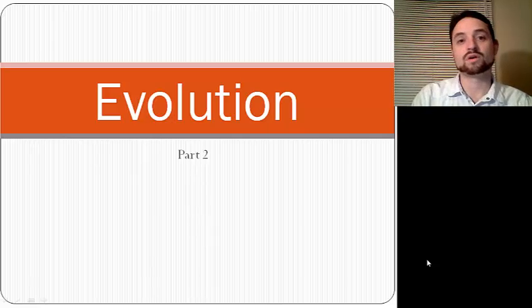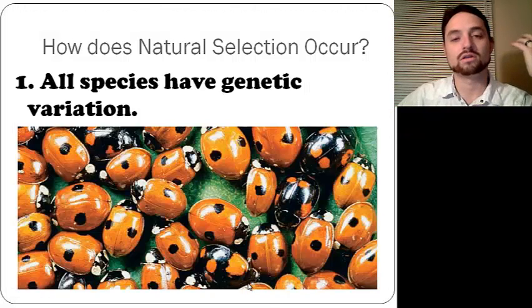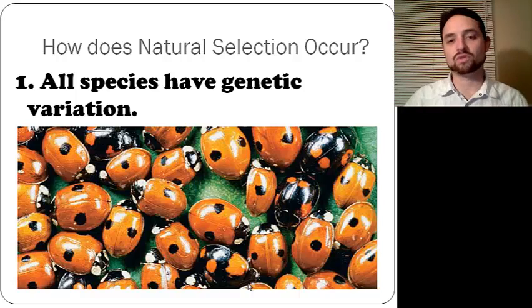So we're just going to pick up right where we left off. The first thing when we're looking at this is, how does natural selection occur? That's really one of the main focuses of evolution. That's really what we're talking about in this chapter.